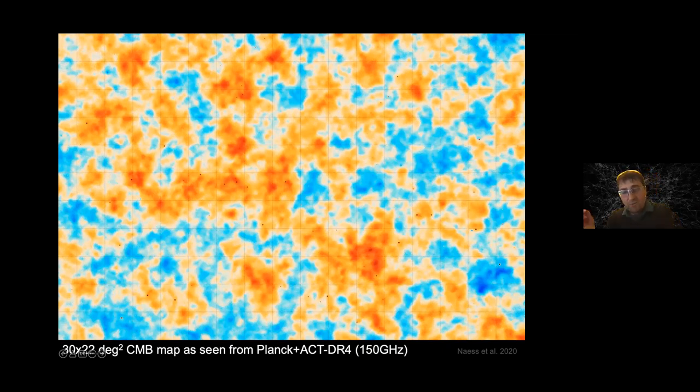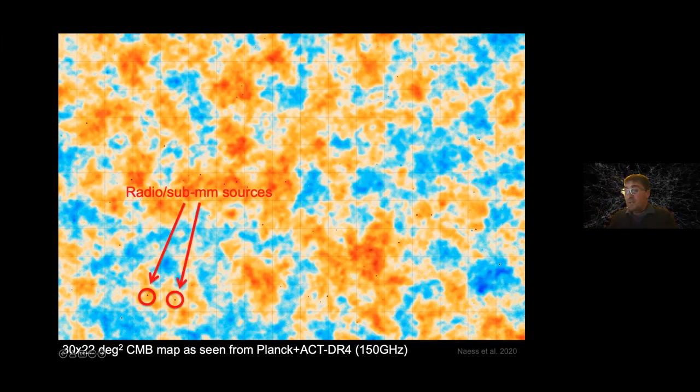So this higher angular resolution was obtained with Planck plus ACT, the Atacama Cosmology Telescope. This is data release 4. And you can see much better the structures that you see in the CMB. You can see the primary anisotropies, which are these blobs at 1 degree angular scales, but you can also see very tiny structures. These, for instance, are submillimeter infrared galaxies that just happen to be in the field that you are observing. And in fact, these are being studied in many papers.